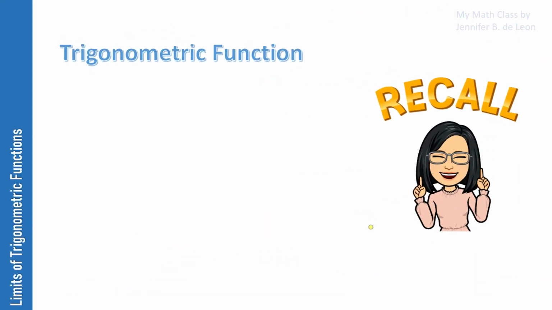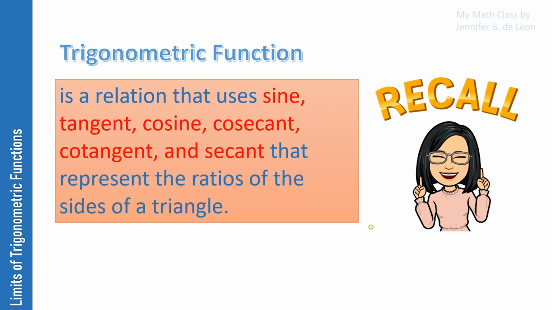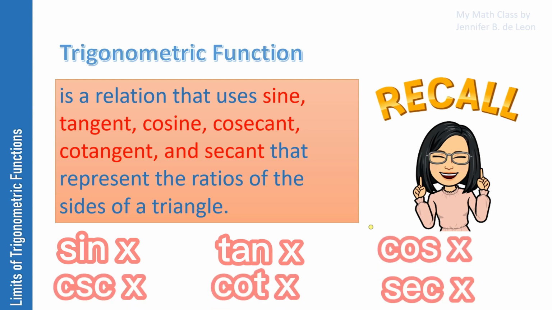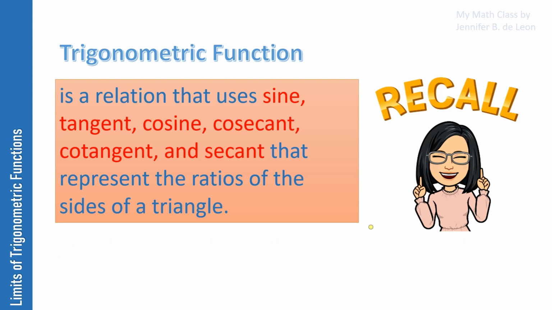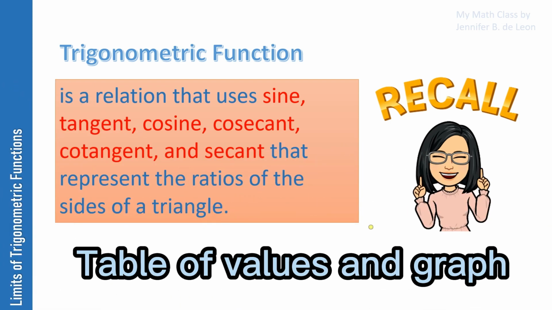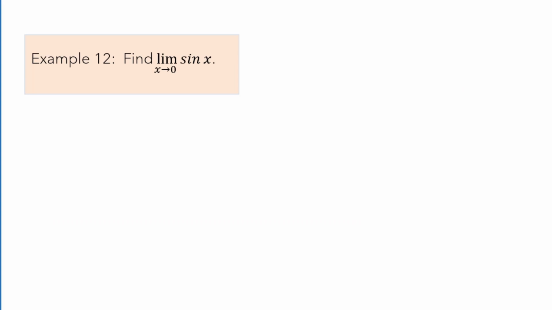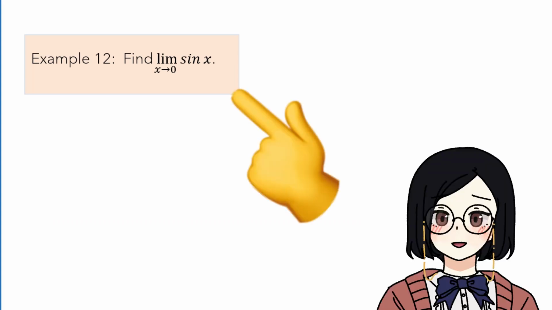A trigonometric function is a relation that uses sine, tangent, cosine, cosecant, cotangent, and secant that represent the ratios of the sides of a triangle. Just like the other functions, we can get the limit of trigonometric functions through the graph of the function and a table of values. When the function does not result in an indeterminate form, we may evaluate the function at x equals a. Let's have an example.